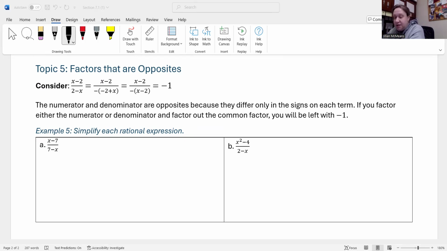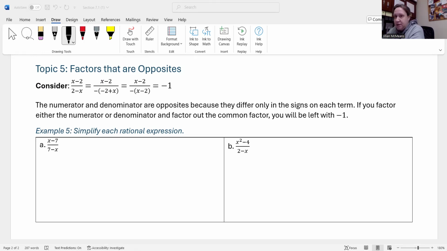Well, our gut instinct is that something should happen here because we have x's and we have 2's, right? The issue is in the top, or the numerator, the x is positive, the 2 is negative, whereas in the denominator, the 2 is positive and the x is negative. That makes the numerator and denominator opposites, okay? So here's what we can do.